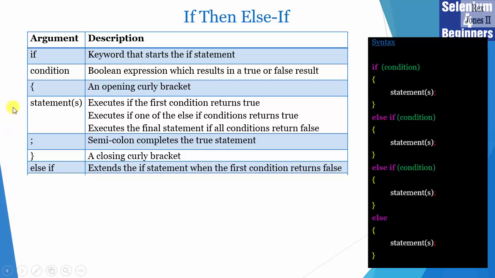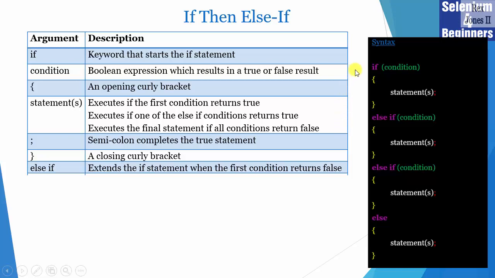There are three descriptions that explain the statement. The first statement executes if the first condition returns true. The second and the third statement execute if one of the else if conditions returns true. All of the conditions are evaluated using a top-down approach. For example, a top-down approach using this syntax evaluates the if condition.